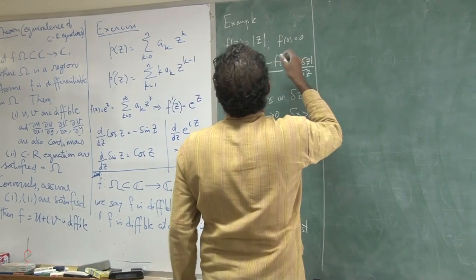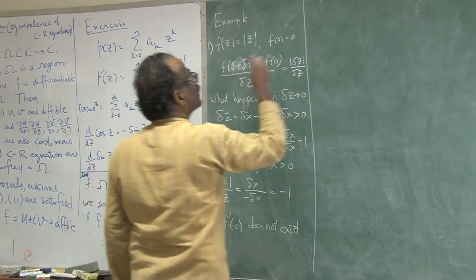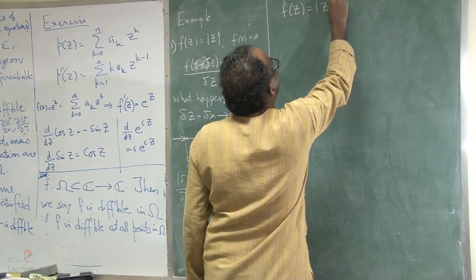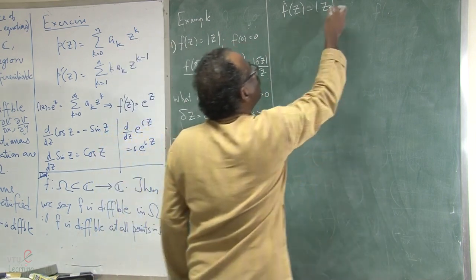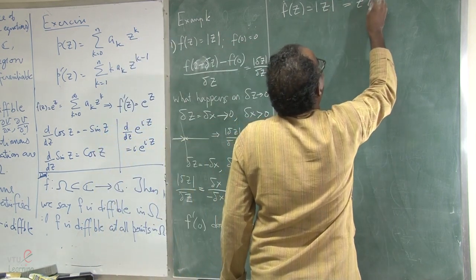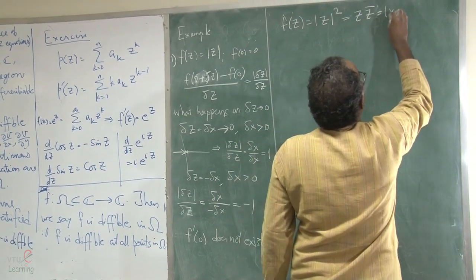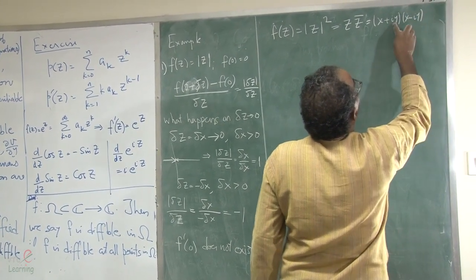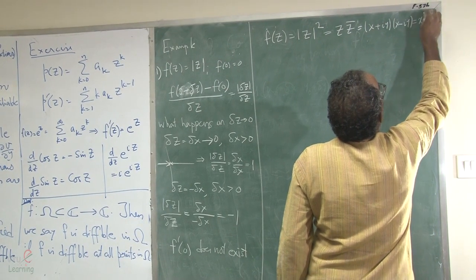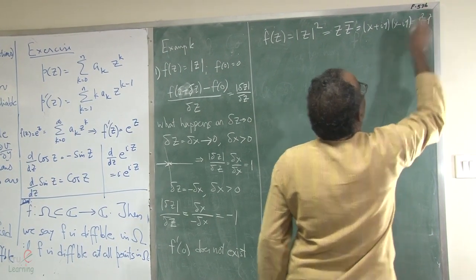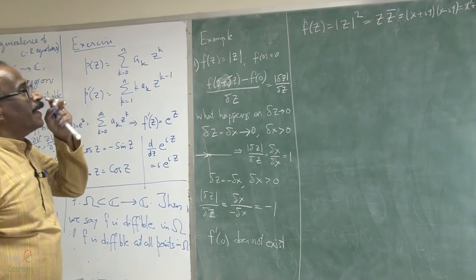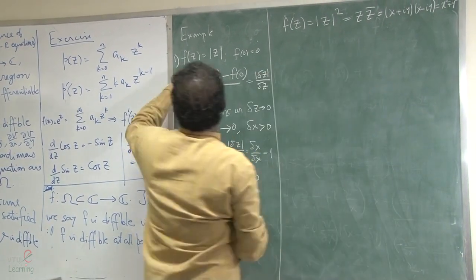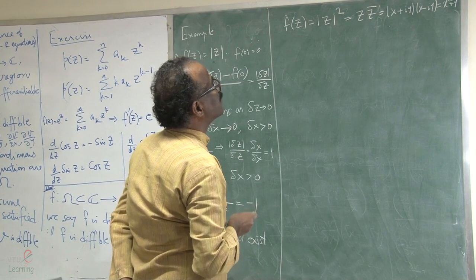So let me go to another example. So let's do a few more examples. Let's look at a little bit changed one. f of z is equal to mod z square. If I do this, mod z square is nothing but z times z bar. That's equal to x plus iy into x minus iy, which is x square minus i square y square, that will become x square plus y square. This is a very general phenomenon. I will soon state that. Even though it's a complex variable, it's actually real valued. So I'll make a more general statement now.